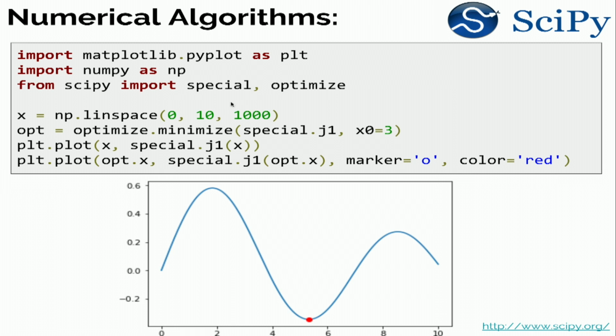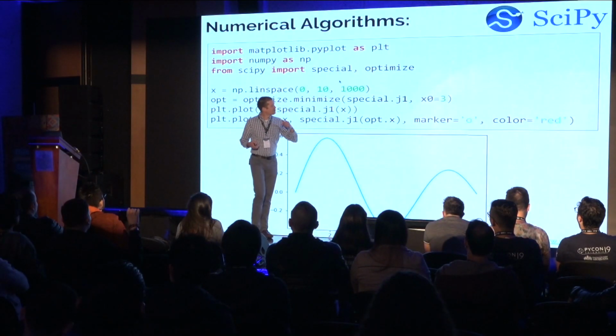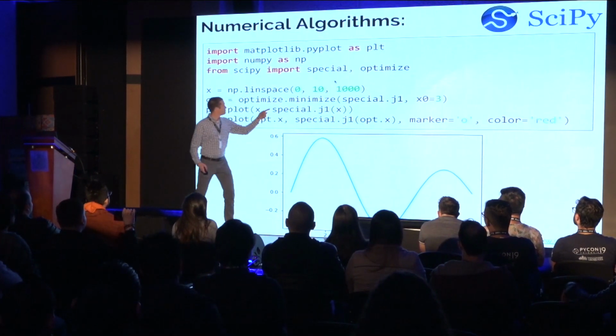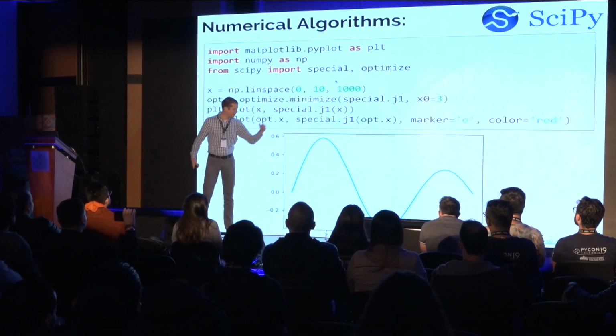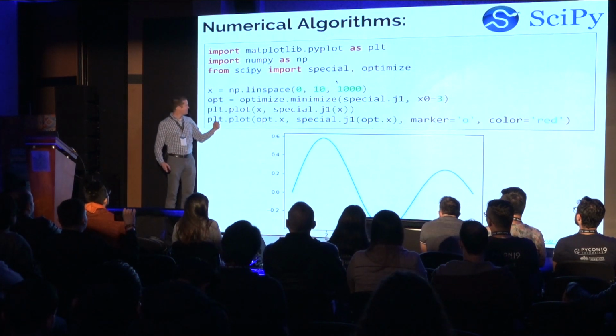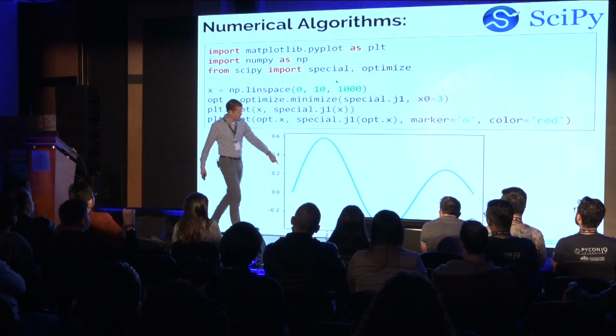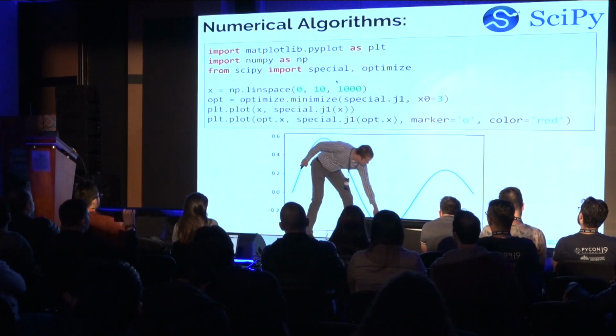So for example, here's a model where I took a grid between 0 and 10, calculated the first-order Bessel function, and asked to find the minimum of the first-order Bessel function on that grid, and then plotted the result and plotted the optimization in red, and you can see that SciPy found this minimum.